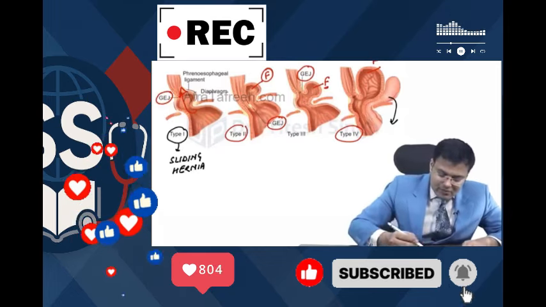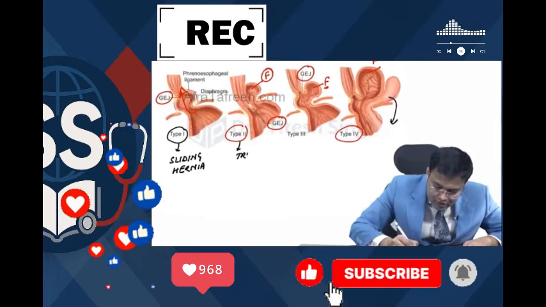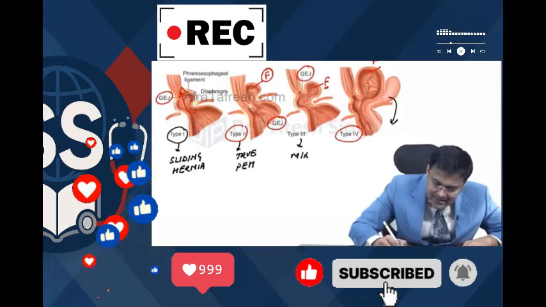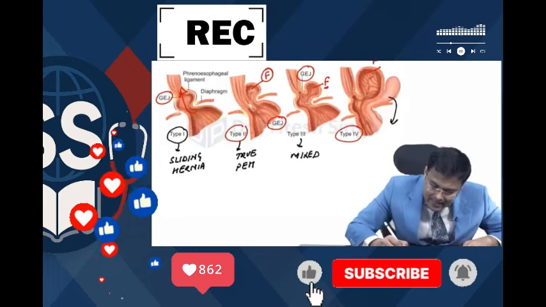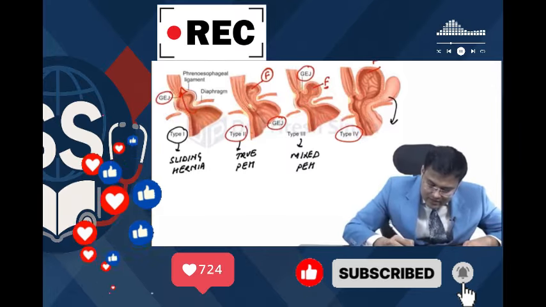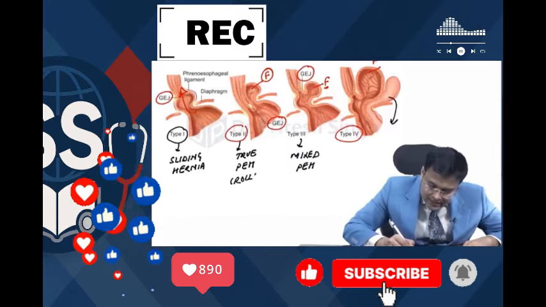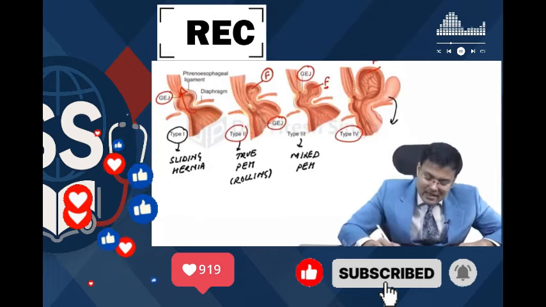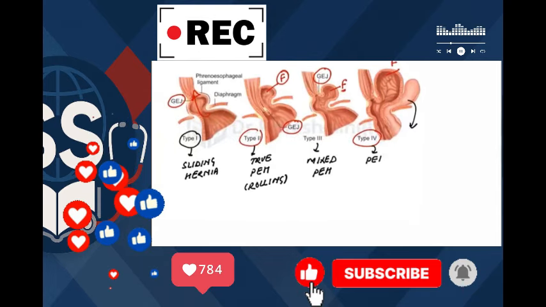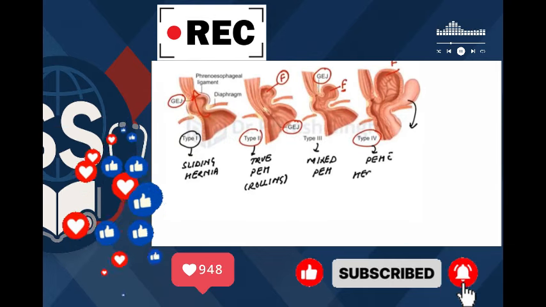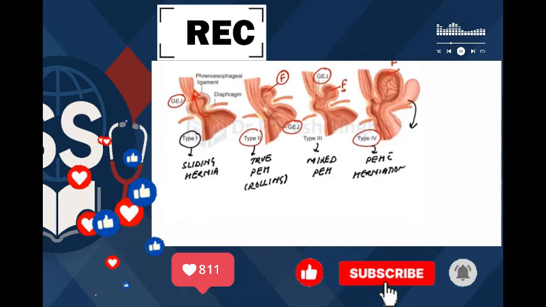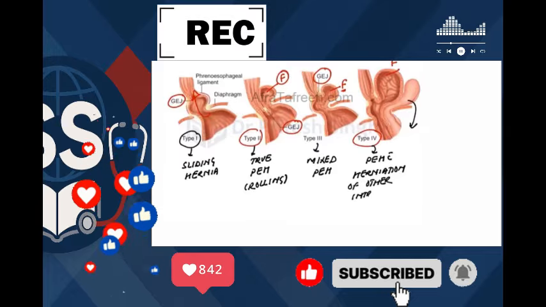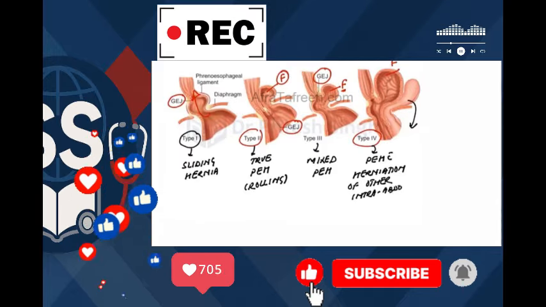So type 1 is sliding, type 2 is true paraesophageal hernia, type 3 is mixed paraesophageal hernia. Type 2 is also known as rolling hernia, and type 3, the mixed one, is also known as rolling plus sliding. And type 4 is paraesophageal hernia with herniation of other intra-abdominal organs.